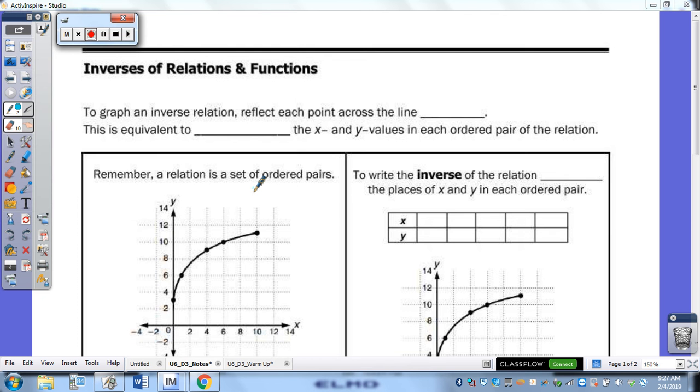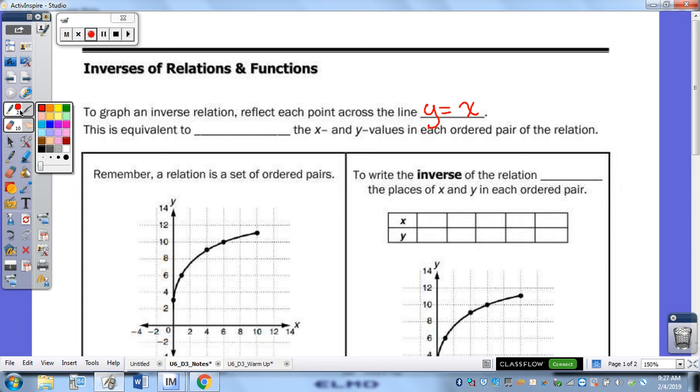All right, today we are working on inverse of relations and functions. So to graph an inverse of a relation, all you have to do is reflect each point across the line y equals x. That line right there is what we call our inverse line. So you just simply graph them over that line, y equals x.